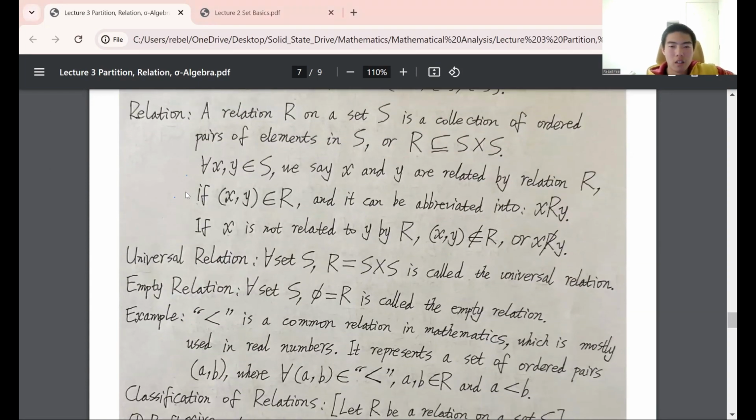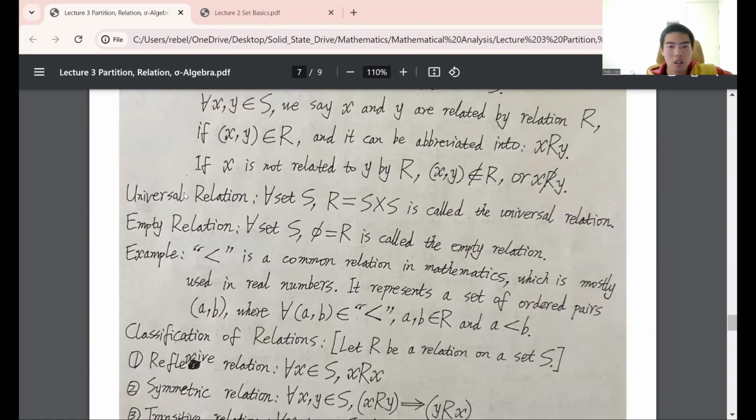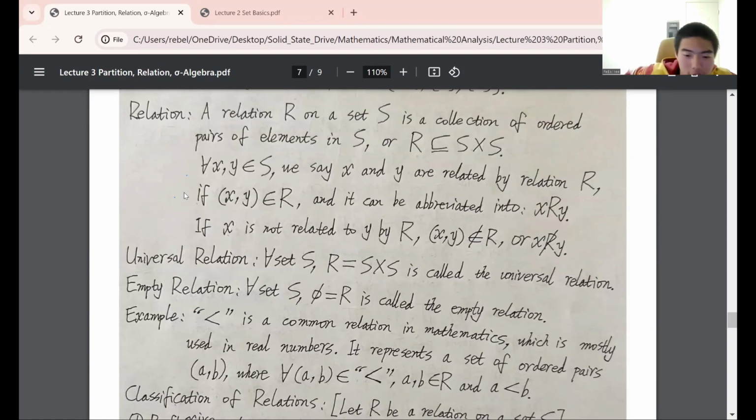Okay, and after we studied partitions, we can view relations. Yeah, relations. Okay, let's see. So set S is, yeah, there's a question. So set S is simply made up by all sets belonging to a partition of S.